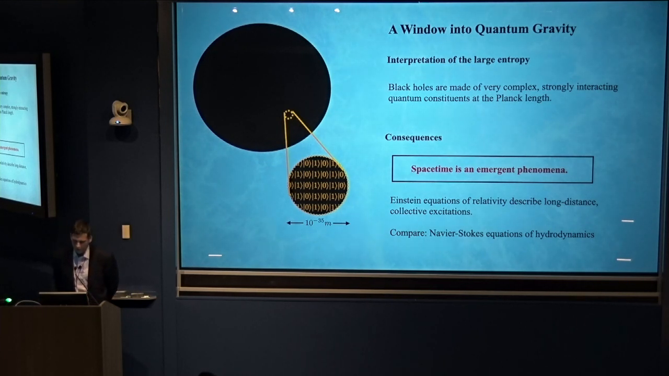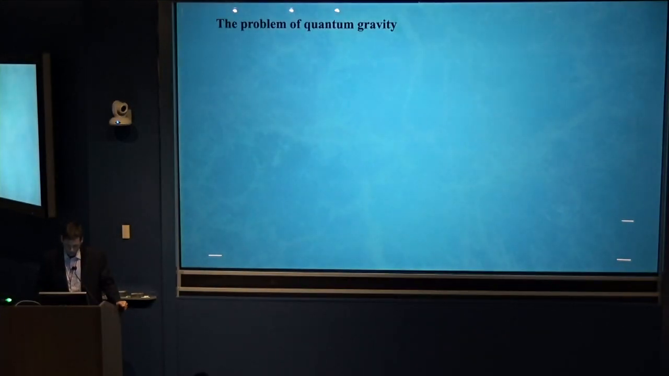A rough analogy would be the Navier-Stokes equations of hydrodynamics. So a fluid is made of these many parts, but at long distances, we use the theory of hydrodynamics to describe it. And it could be that Einstein's equations of general relativity are playing a similar role. So this gives us a very useful way to think about the theory of quantum gravity and the problem of what it means to look for a theory of quantum gravity. We don't have a complete theory of quantum gravity. We have candidates. We have a lot of ideas from string theory, but we don't have a complete theory.